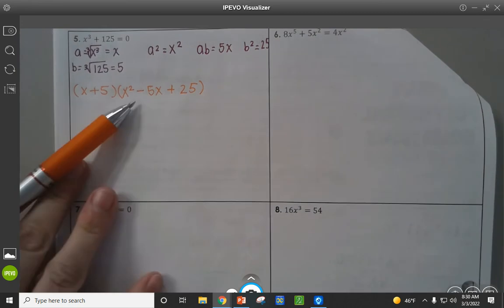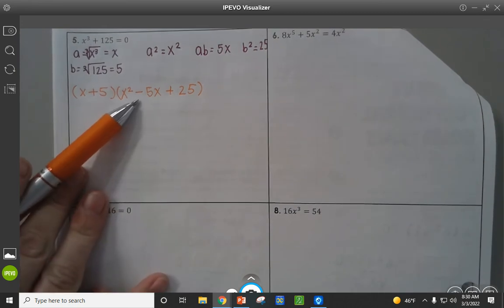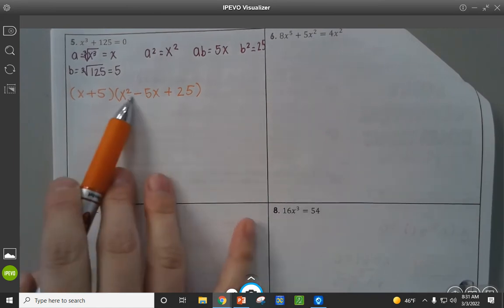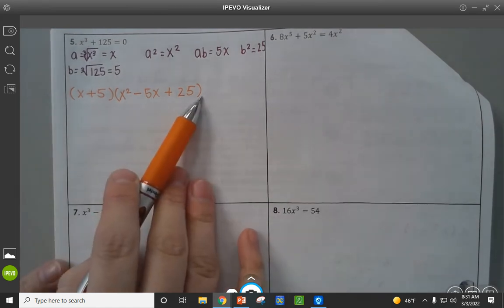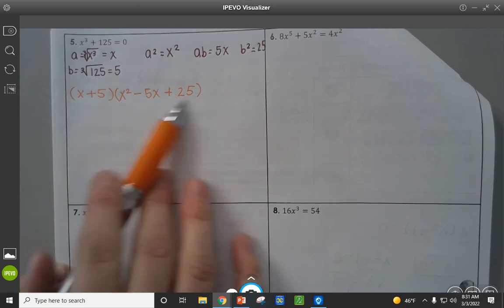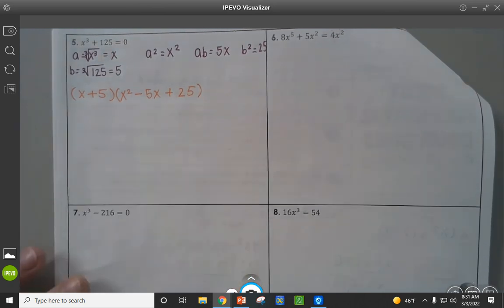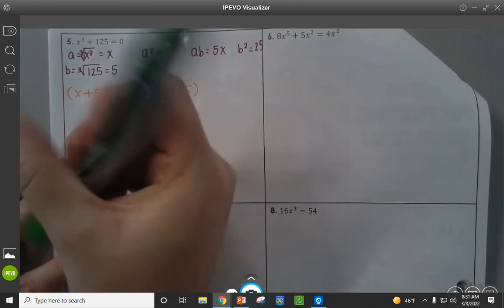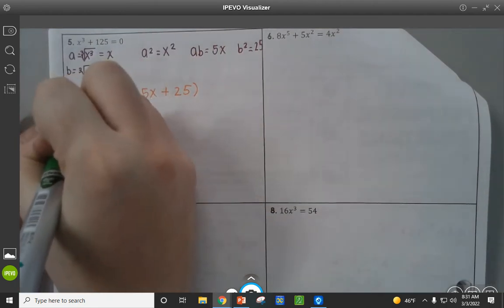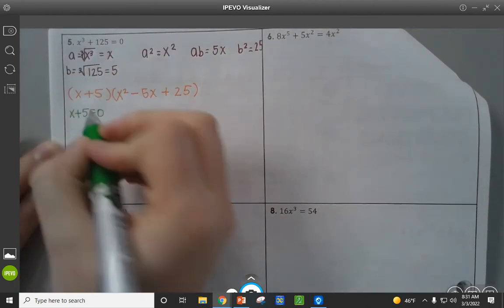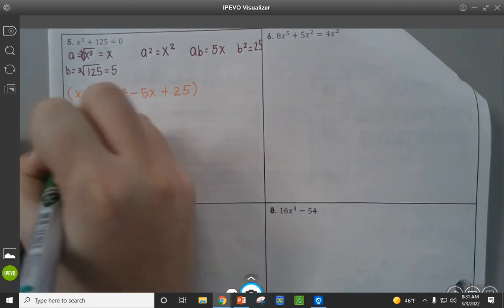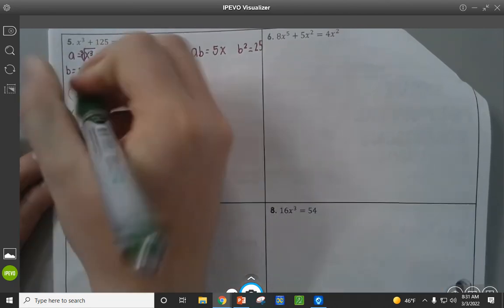Here's the thing about the cube. When you do sum or difference of cubes, this factor here on the right, you will always have to do quadratic formula with. These never factor down anymore. So let's go ahead and get the x plus 5 out of the way. If we subtract 5 from both sides, we get x equals negative 5.